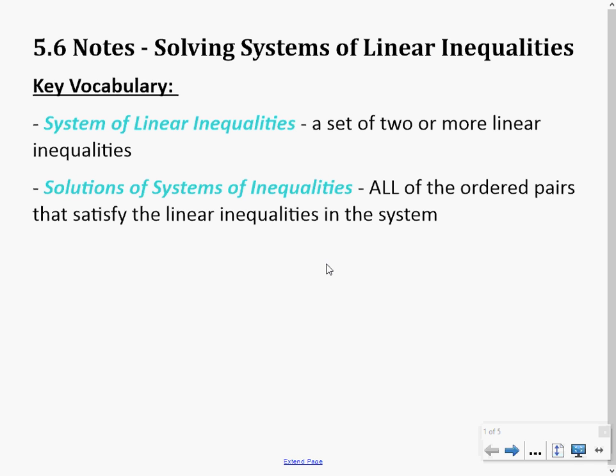Now, if you think of a single linear inequality, the solution is any point that's in the shaded region of that linear inequality. Well, for a system of linear inequalities, we need to make sure that we're choosing points that are solutions to each inequality in our actual system. So we're going to see what that looks like graphically.